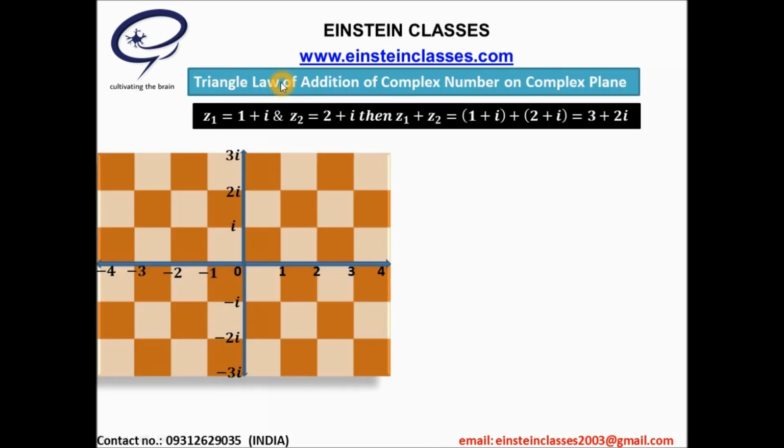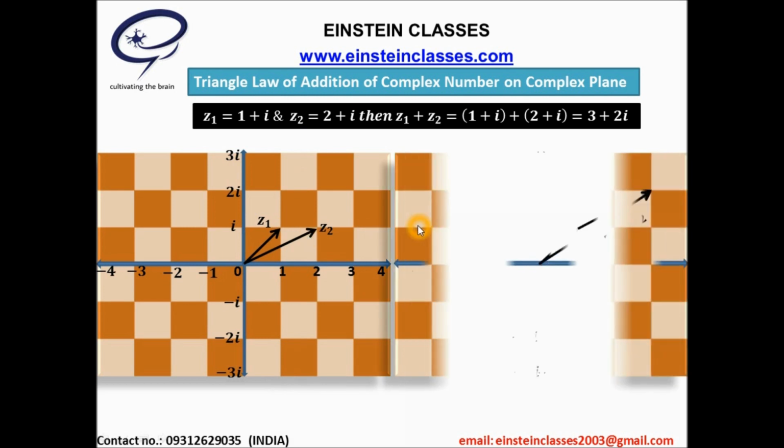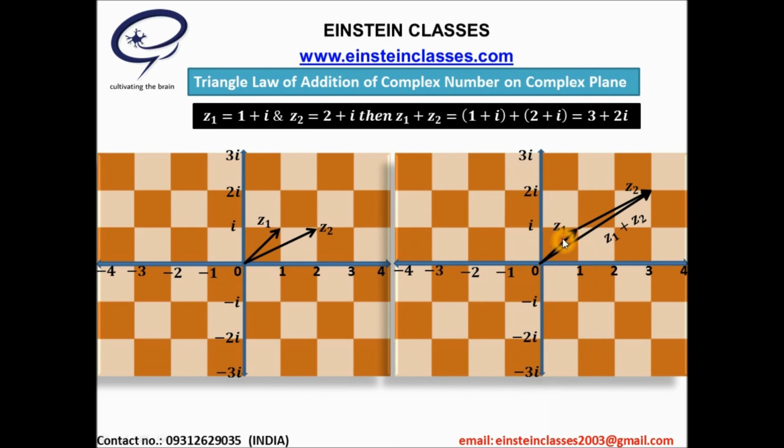Now we are going to discuss the triangle of addition of complex numbers on the complex plane. Consider two complex numbers z1 and z2, and z1 plus z2 will come out 3 plus 2i, right? Now we are going to represent the addition of z1 plus z2 on this complex plane. First of all, represent z1 on this complex plane, and the representation of z1 will be given by this one. The representation of z2 will be given by this one. Now the addition of these two complex numbers will be represented on this complex plane, which is given by this one.